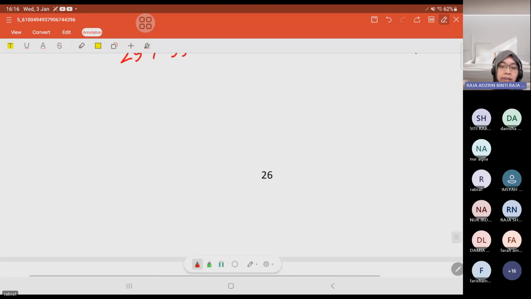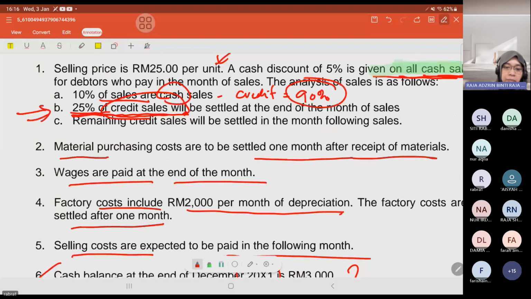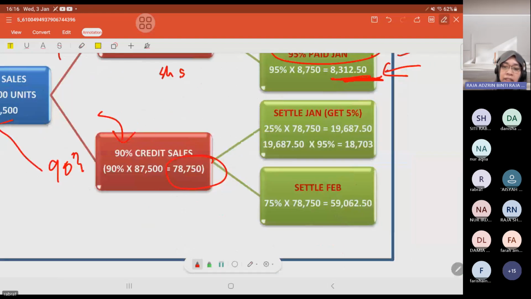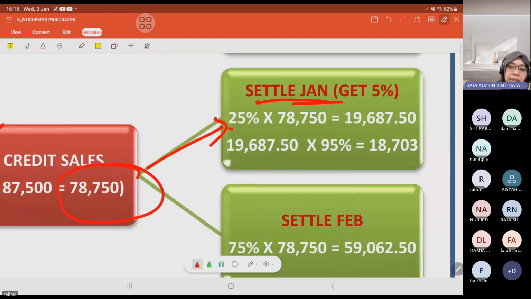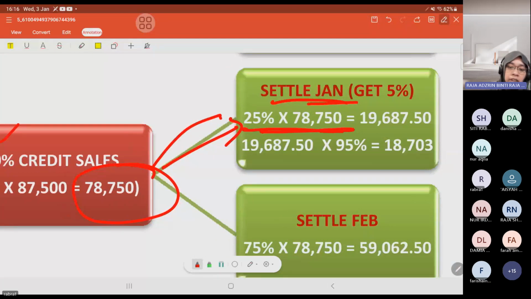Next, dia kata 25% of credit sales. Item number B, 25% of credit sales. Bila dia akan bayar? Will be settled at the end of the month of sale. Month of sale apa? Sekarang kita tengah buat January. So dia akan pay in January juga. Berapa banyak dia akan pay in January? Dia akan pay 25% tadi. So 25% of the credit sale, so means 25% of this amount lah. 25% of this amount dia akan pay in January.